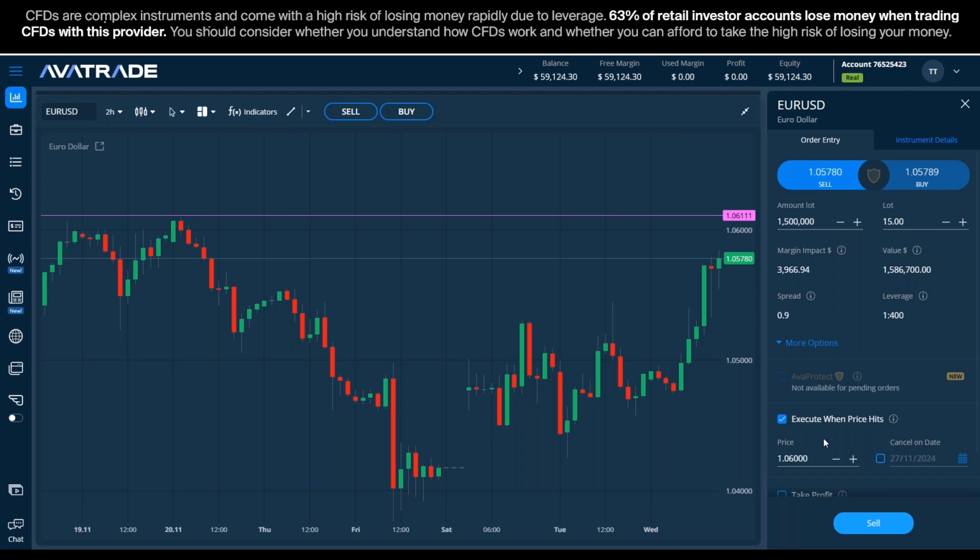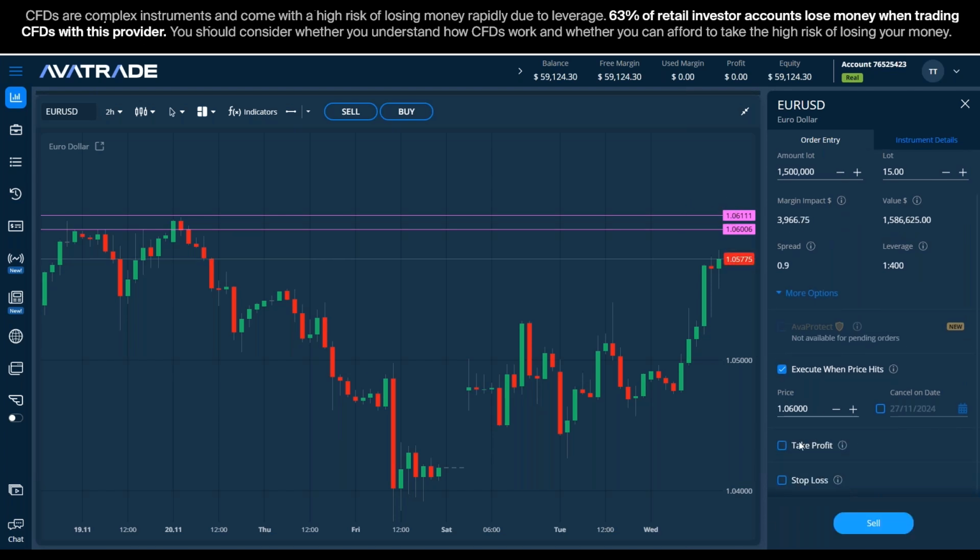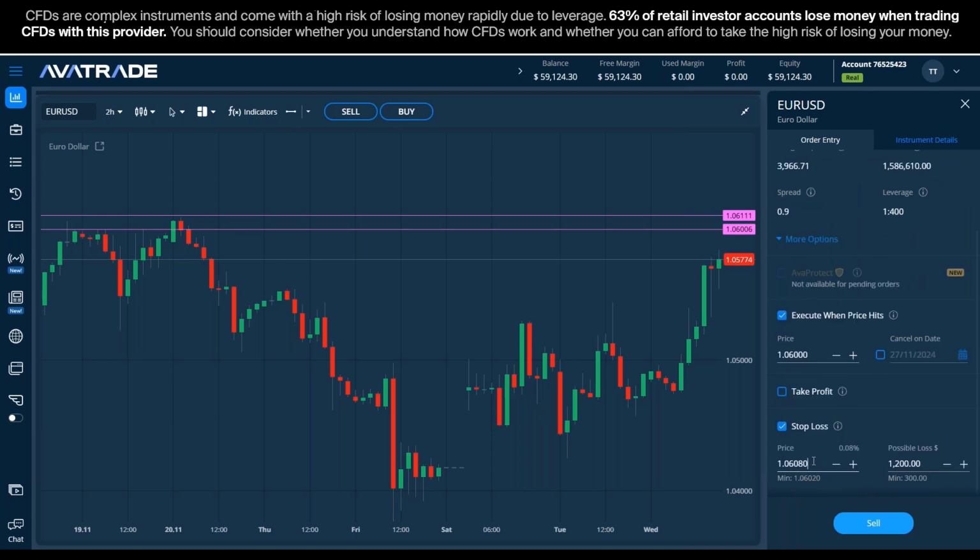if I want to draw a line here, even is right there, okay? So just before the resistance, if it reaches, that's a sell at that spot is what we're looking at. And to get above the resistance, we need to be above 106.11, so maybe 106.15 as a stop loss. So execute when price hits, stop loss 106.15 to get above that next major resistance level and take profit if this is going to reverse and come back down with the strengthening US dollar.